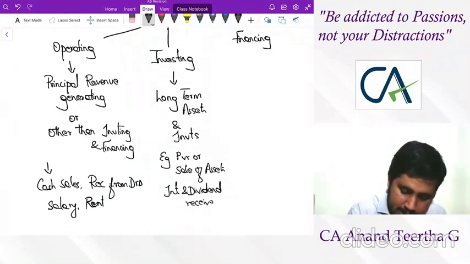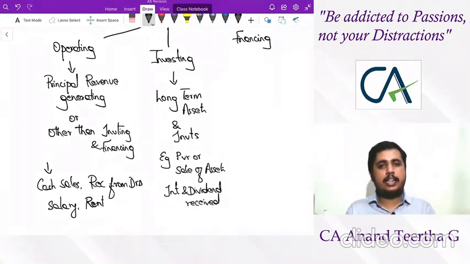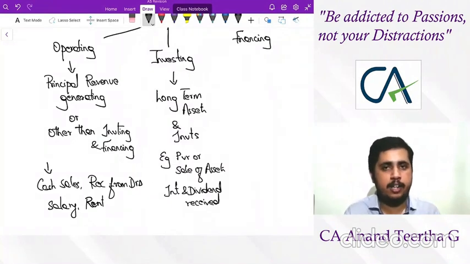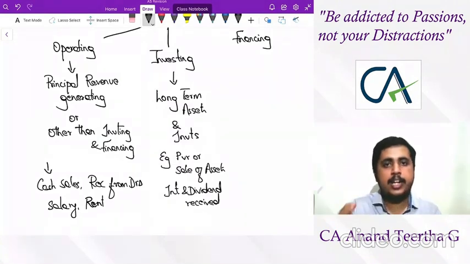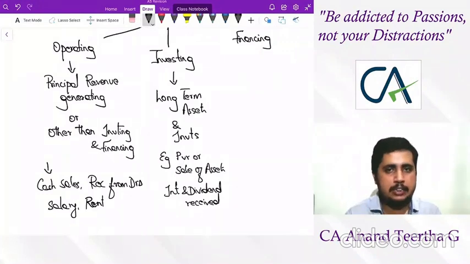Because anything related to long-term assets and investment is a part of investing activity. So for a trading concern, interest is received. How did you receive it? You made an investment, so it is investing activity. You received a dividend. How did you receive it? You invested in shares, so it became your investing activity. So interest and dividend received is a part of investing activity for trading concerns.